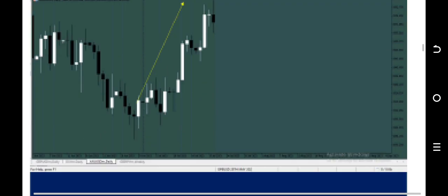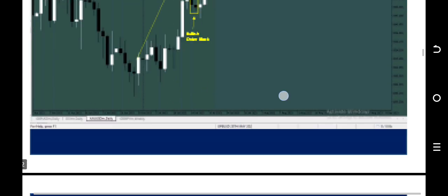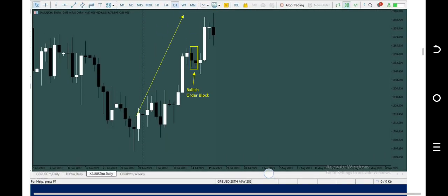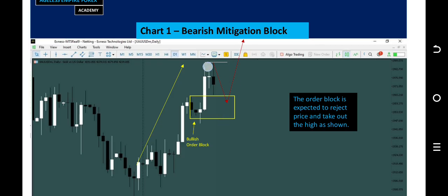Now let's go into the charts. Can you see this is a bullish trend, right? So we are expecting that there's another order block here. We're expecting that when price comes to this order block, it will push price away and take out this high, and this trend will continue. Now, can you see that is the order block. Now this is our expectation. Price comes to it, pushes price up, then the trend continues.